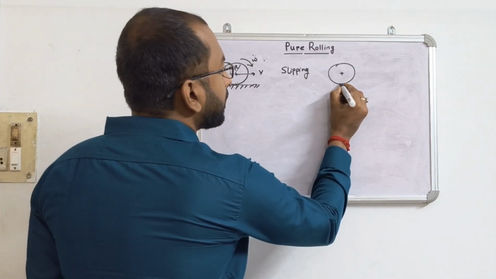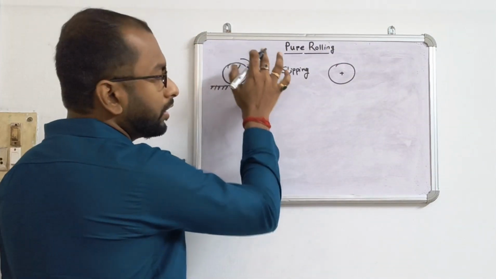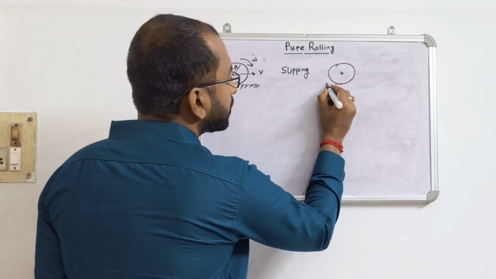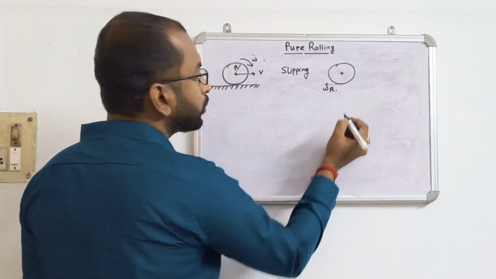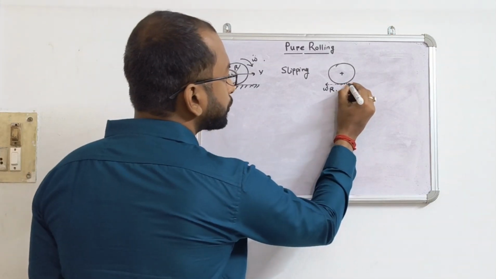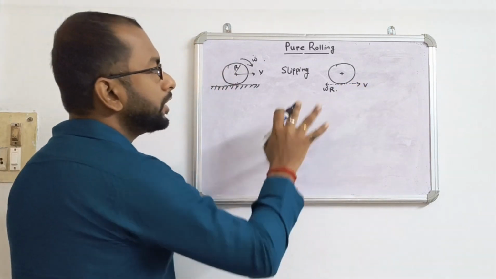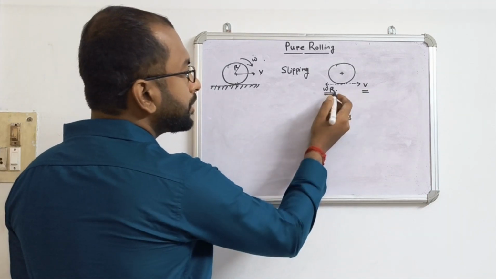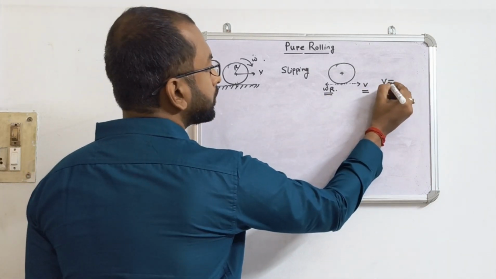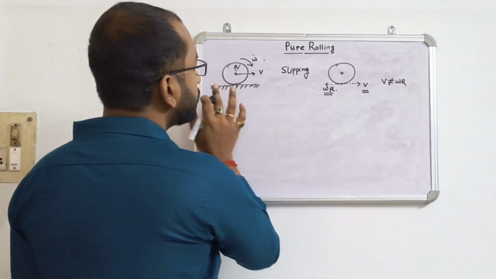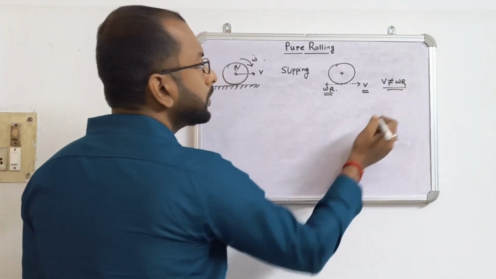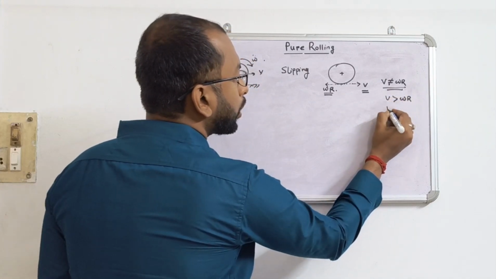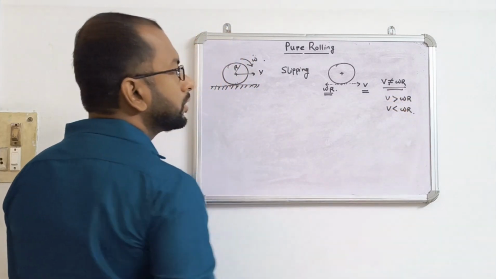Let's say this body is moving with velocity v and angular velocity of omega. So at this point, due to the rotational motion, the velocity is coming in this direction, omega into r, and due to the translational motion, the velocity is becoming v in this direction. Slipping can happen if v is not equal to omega r. If it is moving on a static ground, then the slipping can happen. So v can be greater than omega r, or v can be less than omega r.